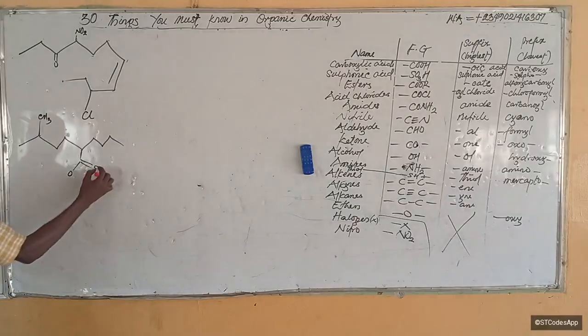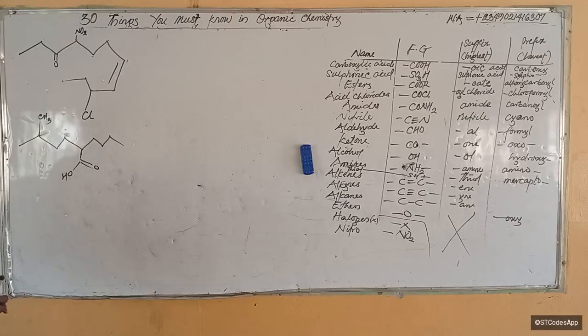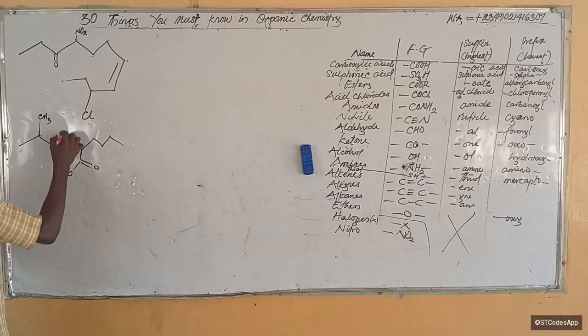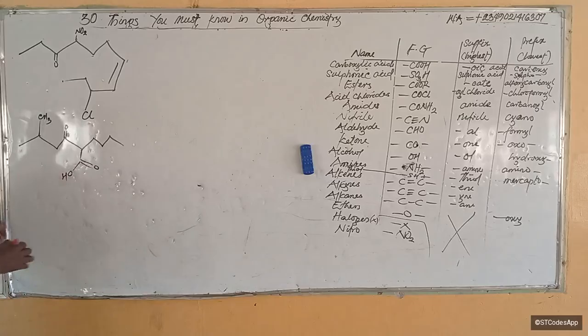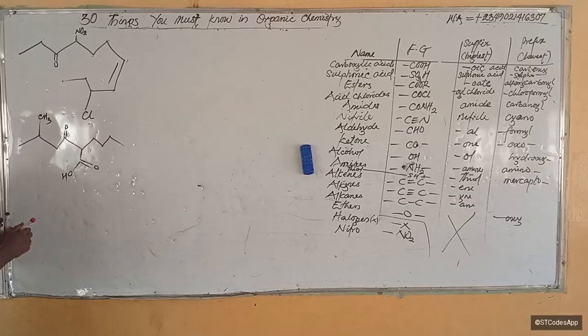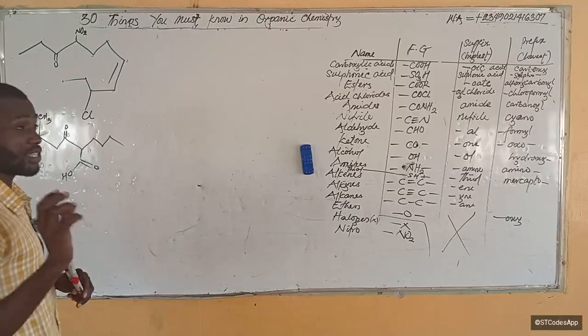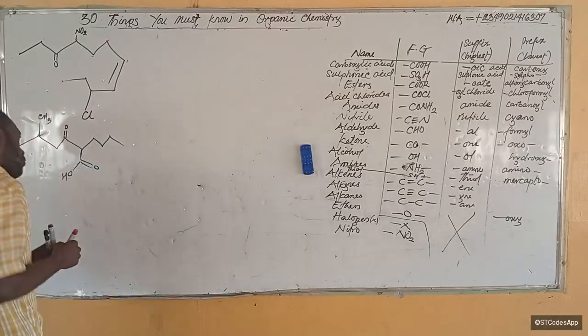Now, looking at this, how do we name this guy? Let's put... Now looking at this guy, if you look at it very well, the first thing you should identify is the family with the functional group with the highest priority. And what should that be?